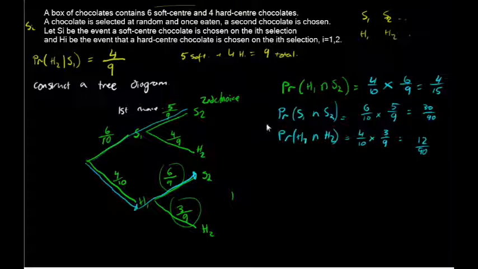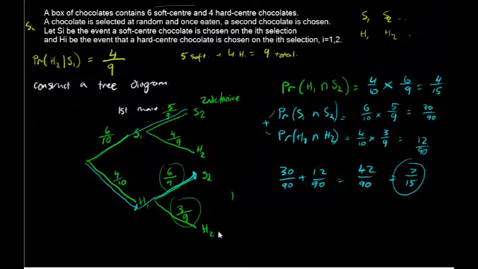And then final step, I need to add them together because I want either one. So 30 out of 90 plus 12 out of 90 will give me 42 out of 90. Simplified a little bit, 7/15. So that's the probability I either get 2 soft centers or 2 hard centers. So that's all we need for conditional probability for 8.3.